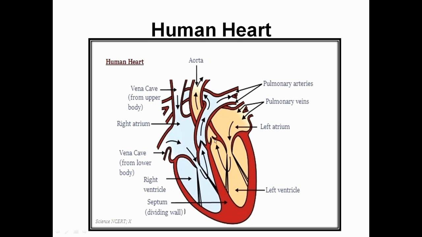As you know, the human heart comprises 4 chambers, 2 atria and 2 ventricles. The upper chambers are the atria and the lower chambers are the ventricles. This is the left atrium and this is the left ventricle. And here it is the right atrium and right ventricle. The 2 ventricles are separated with the help of a membrane which is referred to as septum. That is septum.